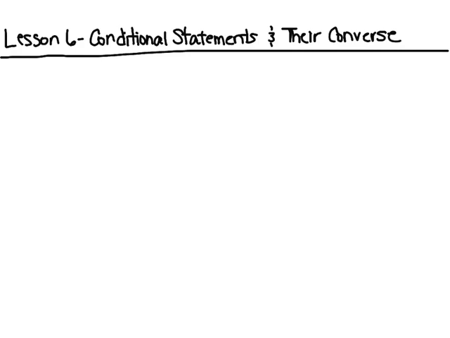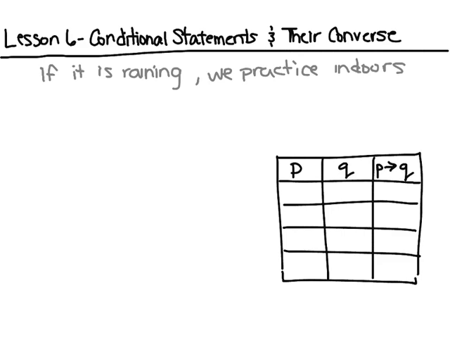Lesson 6, conditional statements and their converse. So a conditional statement is an if-then statement. So if something happens, then something else happens. The hypothesis is the if part. So for our example, if it is raining, this would be our hypothesis.